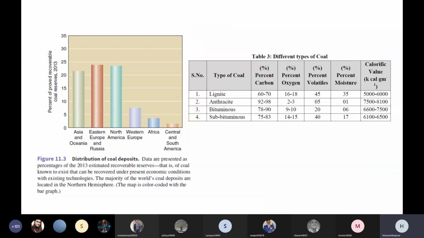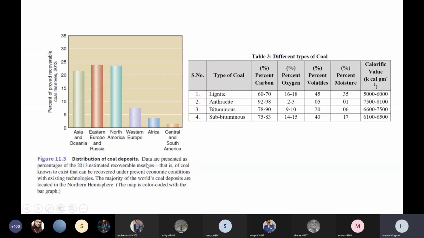So coming to the carbon content in different kinds of coal, lignite has 60 to 70% carbon, and that is why its energy density is the lowest. Then coming to anthracite, it is around 92 to 98%, and it has the highest energy density. Then bituminous has 78 to 90, and subbituminous is 75 to 83%. And depending upon the carbon content, its calorific value also varies. Again, anthracite has the highest, followed by bituminous.